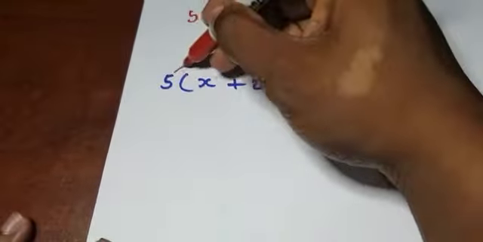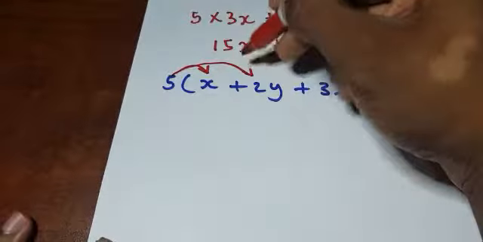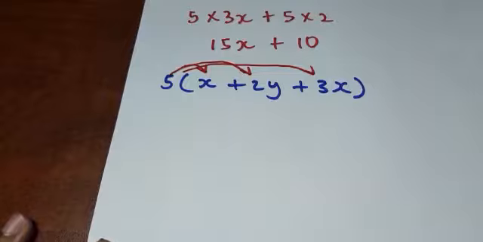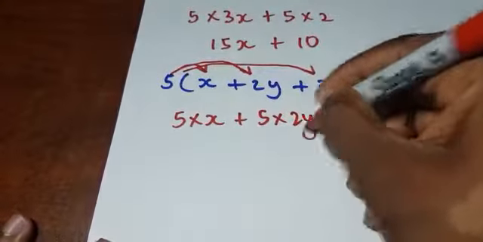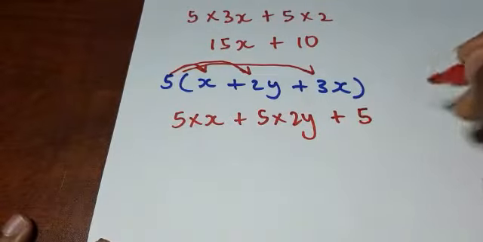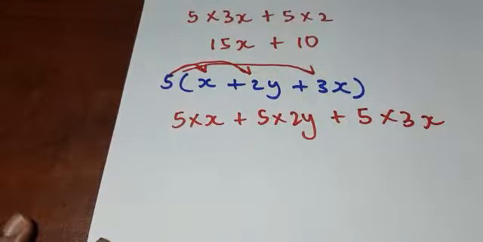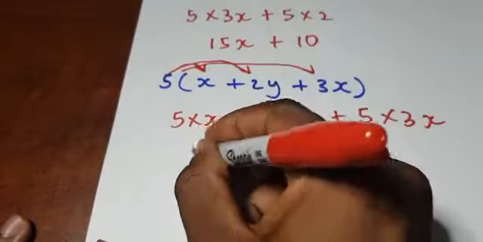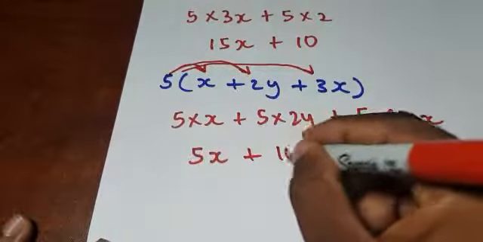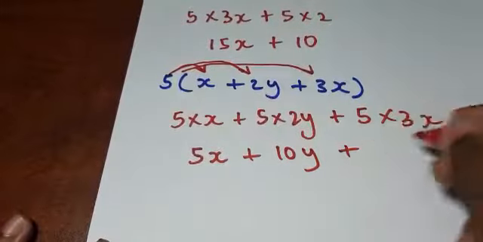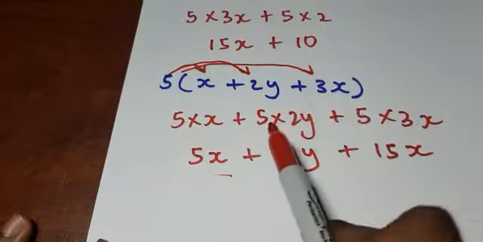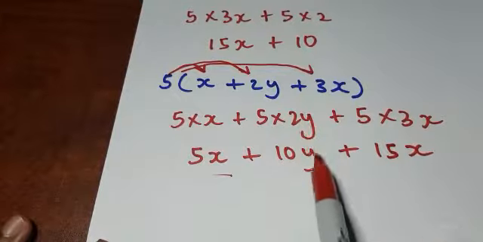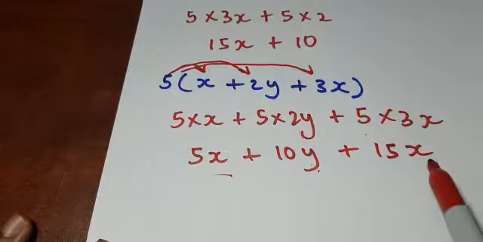So for this question, for these set of questions, I'll show an extra step of working. So 5 times x plus 5 times 2y plus 5 times 3x. Right? So now we have 5x plus 10y plus 15x. So you see what I'm doing here. 5 times x, 5x. 5 times 2, 10, care about the y, 10y. 5 times 3, 15, care about the x, 15x.